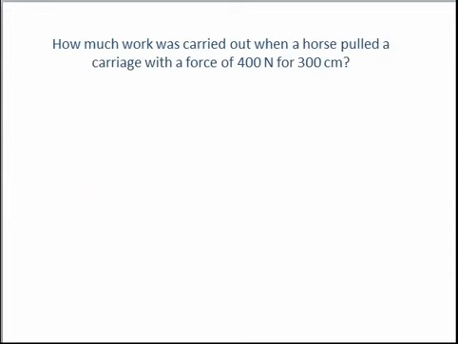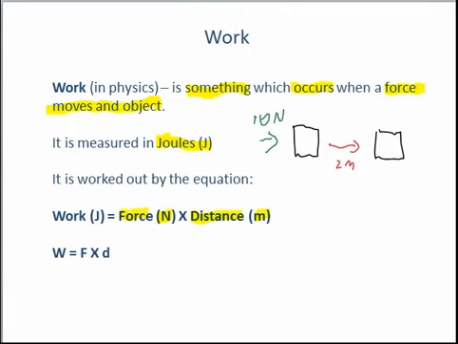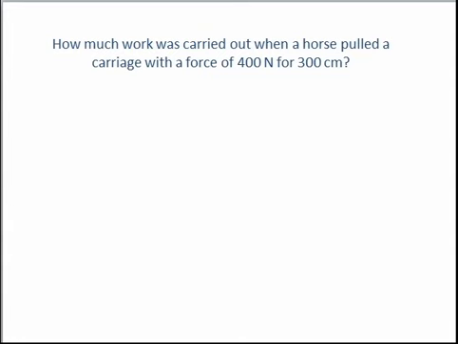And here's an example of a classic question you could be asked. How much work was carried out when a horse pulled a carriage with a force of 400 newtons for 300 centimeters? So we just need to go back and look at our equation. Work in joules equals force in newtons times distance in meters. So we just need to times our distance by our force to work out how much work there was. But the newtons are okay because they're in newtons, and the distance is not okay because it's in centimeters. We need to convert it to meters.